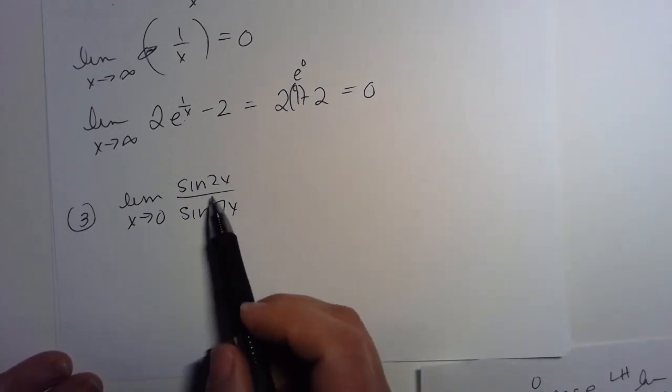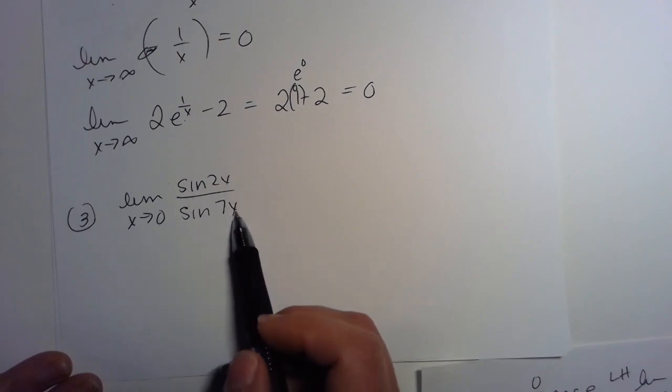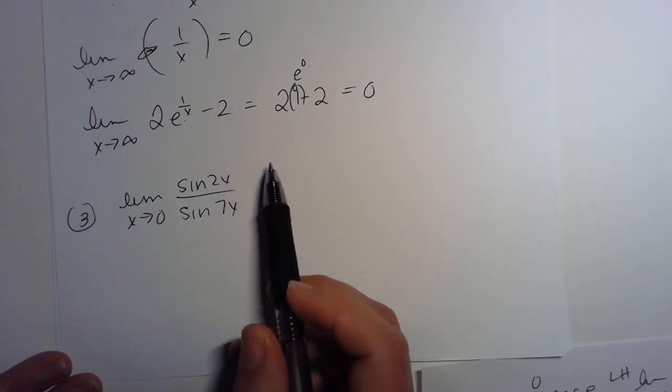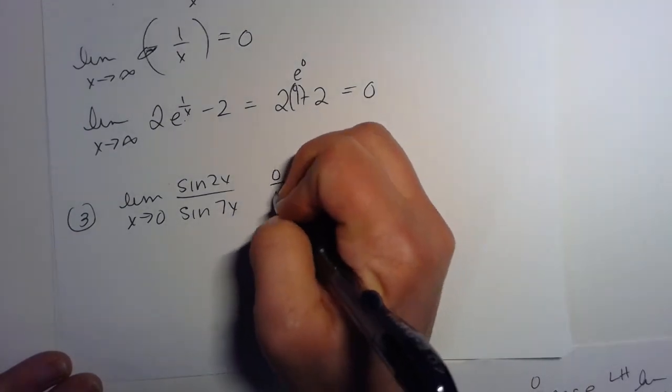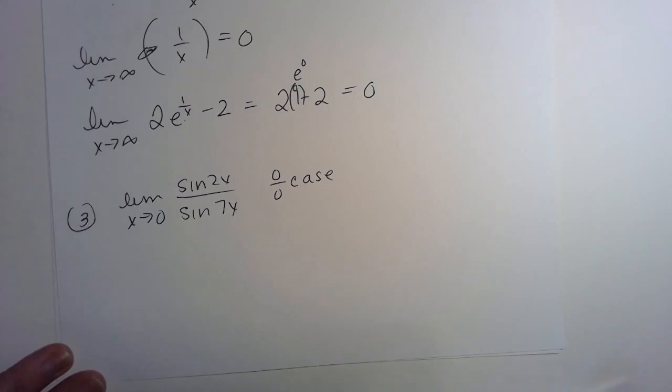Now, just to make sure that I can use this, I plug in the 0, I get the sine of 0 over the sine of 0, and the sine of 0 is 0, so I have a 0 over 0 case, which means I'm allowed to use L'Hopital's rule. This really does matter, making sure that we can use it.